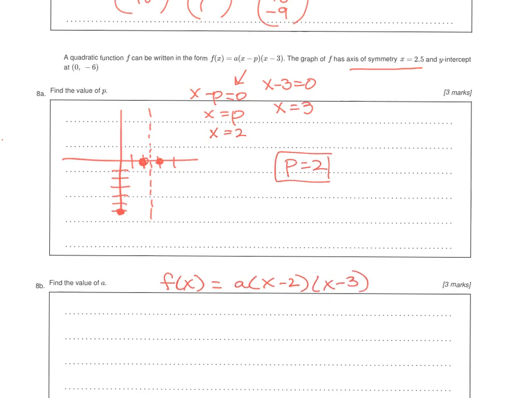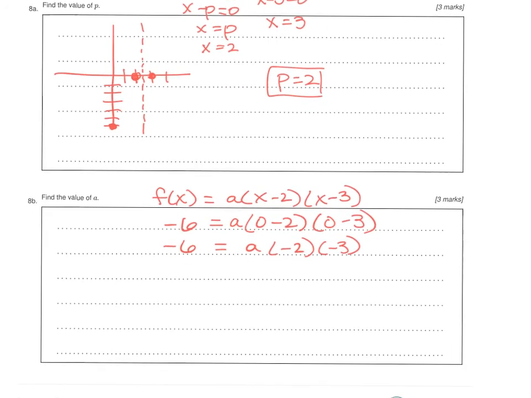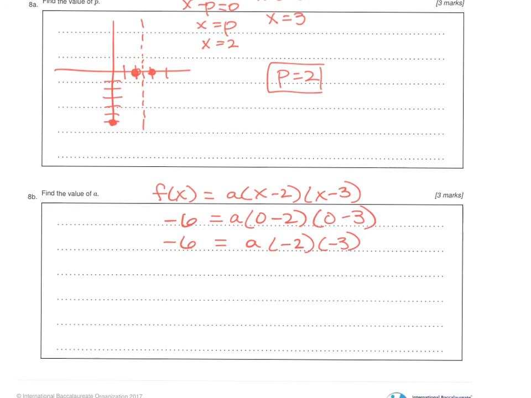Well, what information haven't we used yet? We still haven't used this piece of information. We know that when you plug in negative 6 for y and 0 for x, you must get a true statement. Well, if you do that, now you have an equation with one unknown and we can solve. A times negative 2 times negative 3. So that gives us negative 6 equals positive 6a. So a must be negative 1.